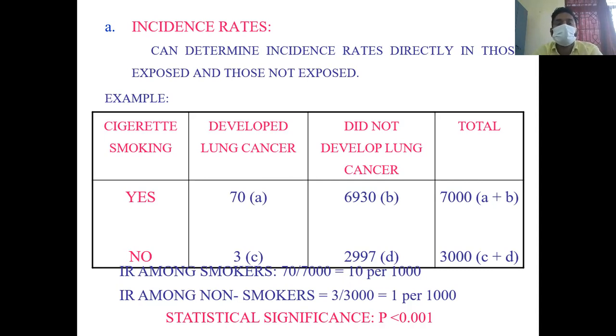That is incidence, incidence of lung cancer among the smokers. That is A divided by A plus B. Incidence rate among non-smokers is nothing but C divided by C plus D. Okay, so lung cancer who are not having the disease divided by non-smokers with non-lung. So here what you are getting is, among the smokers 10 per thousand, whereas among non-smokers the incidence rate is 1 per thousand. Okay, and it is statistically significant.